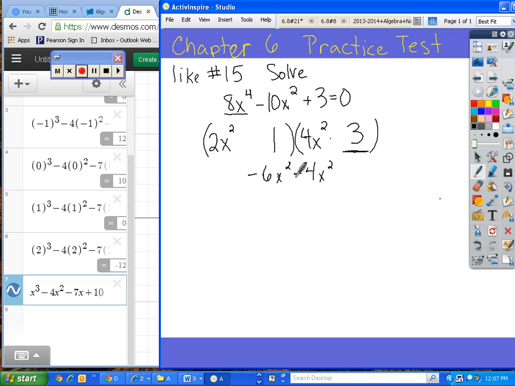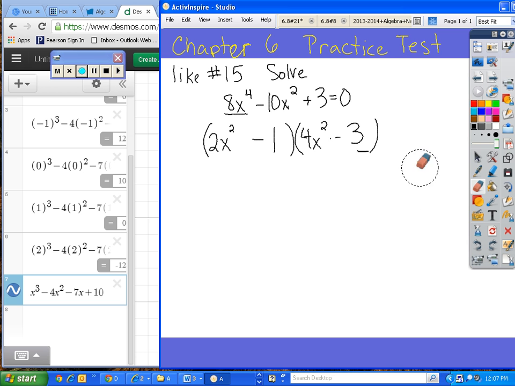If they're both negative, I want to check to make sure that it all works out. A negative times a negative will be a positive, and if these are negatives, it will add to my middle term. So now I have factored my first.